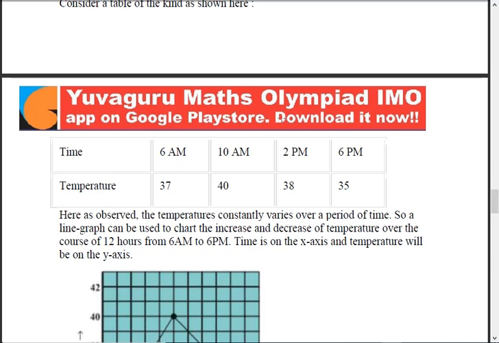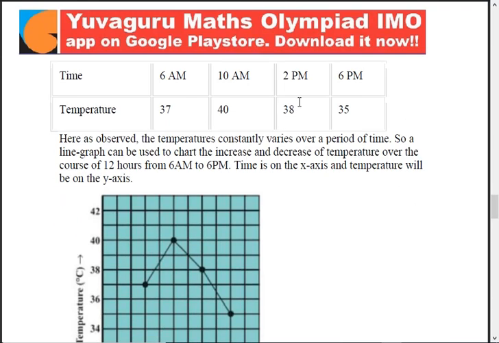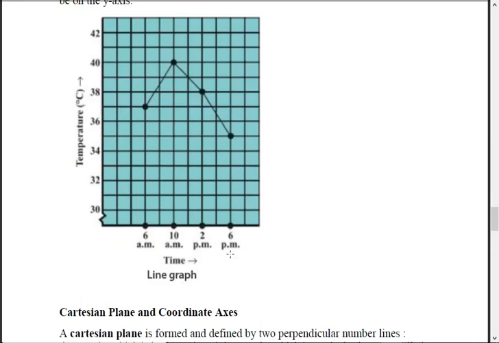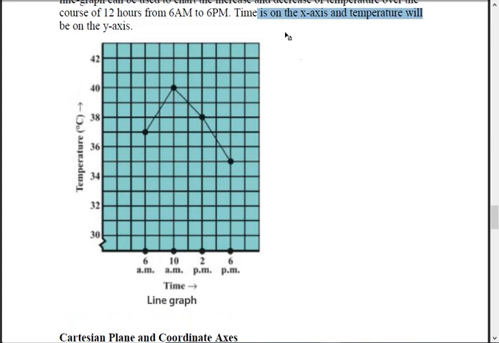At 6 am the temperature was this, at 10 am the temperature was this, at 2 pm the temperature was this, which means it is changing constantly. In such cases, instead of plotting a bar graph, we plot a line graph because it is constantly changing and we can extend it further also. The temperature constantly varies over a period of time, so a line graph can be used to chart the increase or decrease in temperature over the course of 12 hours from 6 to 6. Time is on the x-axis and temperature is on the y-axis. See, this is time, this is temperature. Easy to understand, don't waste much time on this.